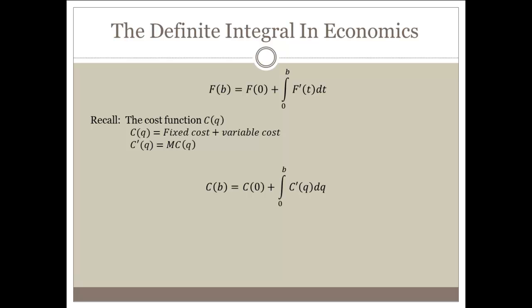Notice here that our fixed cost, or upfront cost, is c of 0. That is, this is how much we have to spend before we've produced anything. Which means what we're left with, the variable cost, is the integral from 0 to b of c prime of q dq. Or if we want to put this all in terms of the marginal cost, we have that c of b equals our fixed cost, c of 0, plus the variable cost, which is the integral from 0 to b of marginal cost at q dq.